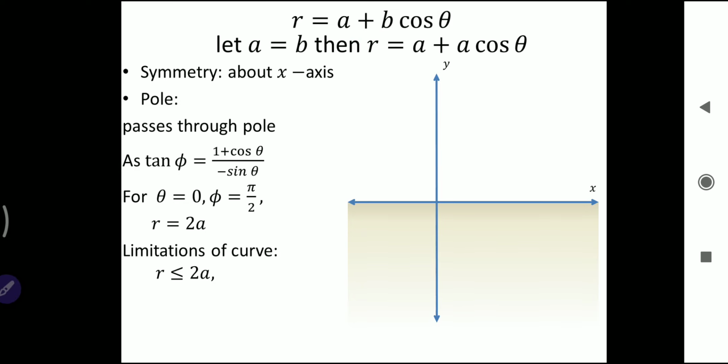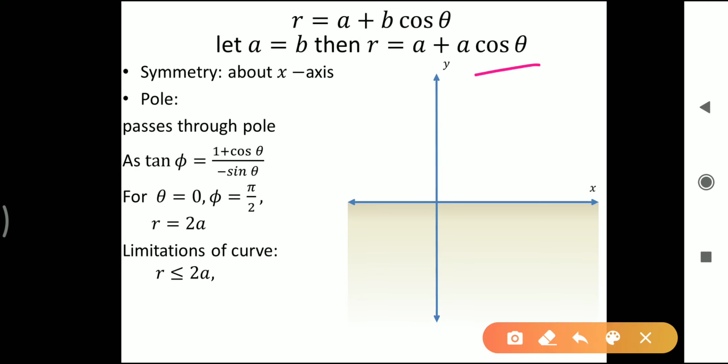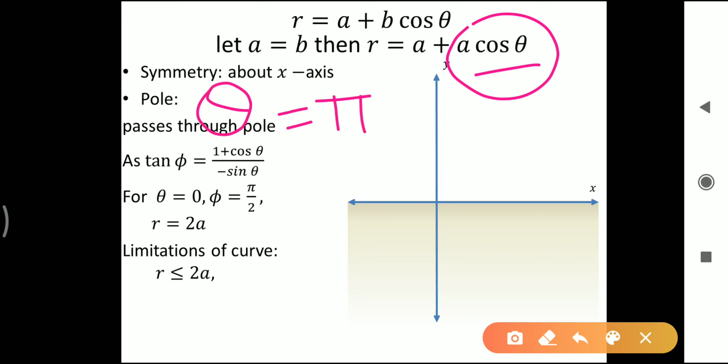Now for the pole, you have to get a value of theta which will make r equal to 0. Suppose theta is equal to pi: cos pi is minus 1, so this term will become minus a, and a minus a will give you 0. So when you put theta equal to pi, you are going to get r equal to 0. Therefore the curve is passing through the pole.